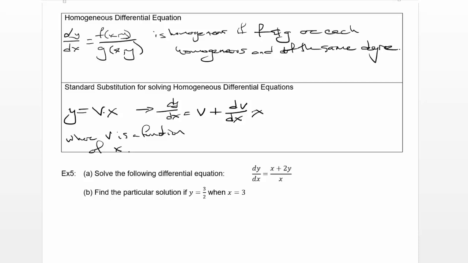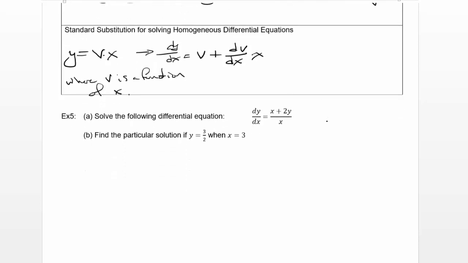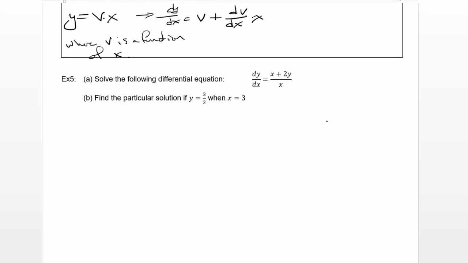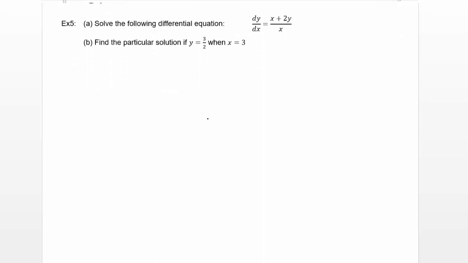And these two substitutions are going to come in useful for solving and turning a homogeneous differential equation into a separable one. So here's an example of that. We're going to solve this differential equation, find a general solution, and then we'll also find the particular solution for this initial condition where y is 3/2 and x is 3.